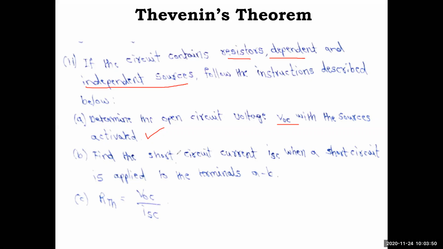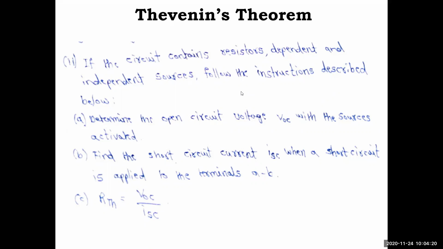Instead, with the independent and dependent sources in place, we short the terminals AB, mark a current ISC, and find that ISC. Then we take the ratio VOC, which is VTH, divided by this ISC, to get the RTH. Then we draw the Thevenin's equivalent circuit, VTH in series with RTH, and the fourth step is the same: connecting circuit B and finding the parameter of interest.